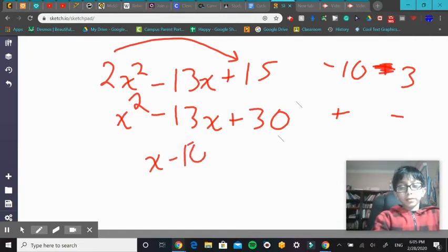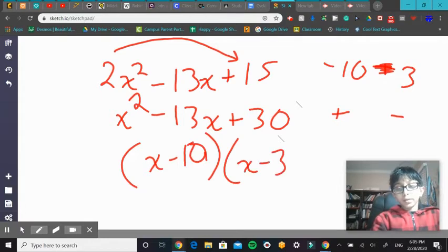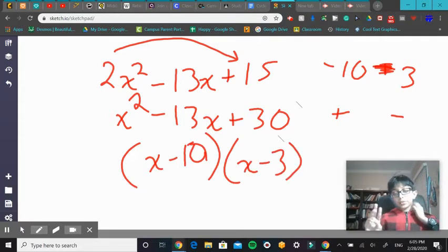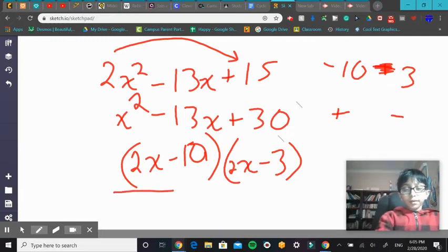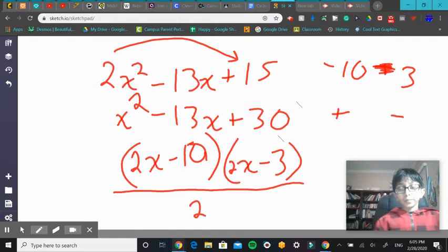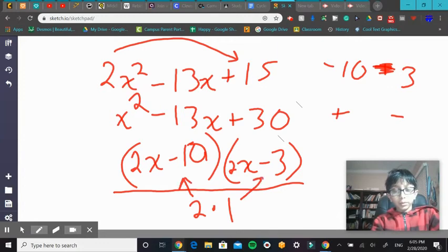So we have our negative 10 and then our negative 3. Then, step 3 is to bring back that 2 which we took away. So let's bring back that 2. And then step 4 is to divide the expression by 2. What are the factors of 2? 2 and 1. Which expression can you divide by 2? The first one. 3 isn't divisible by 2. And you can divide the second one by 1.